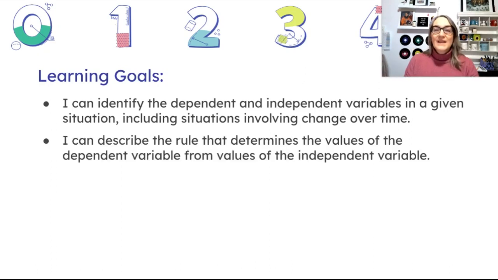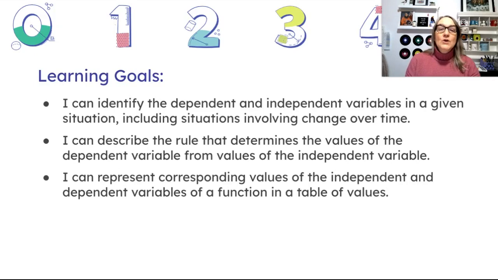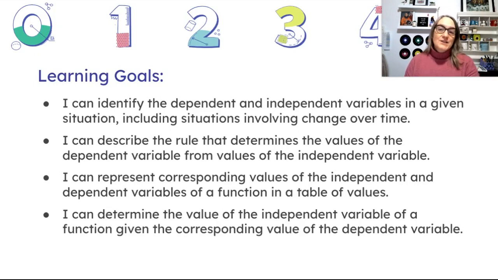over time. I can describe the rule that determines the values of the dependent variable from values of the independent variable. I can represent corresponding values of the independent and dependent variables of a function in a table of values. I can determine the value of the independent variable of a function given the corresponding value of the dependent variable.